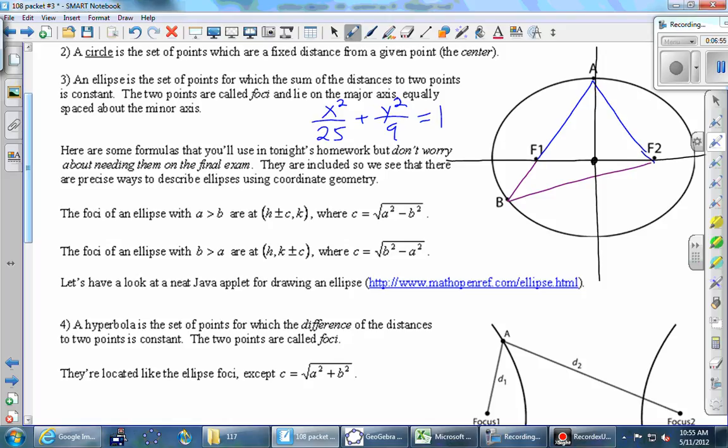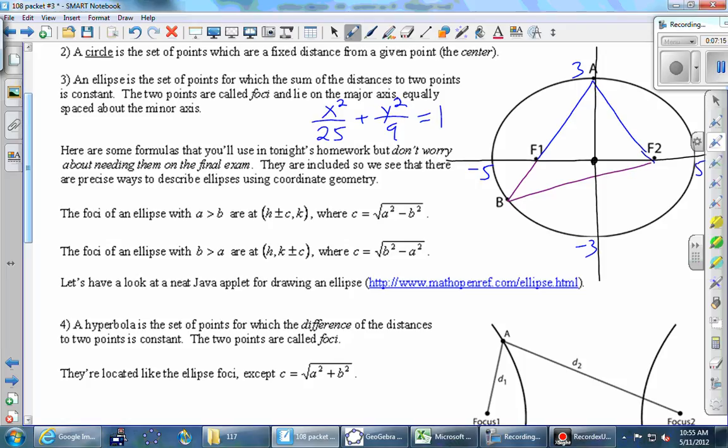So what is the left-right distance from the center to the ellipse? It's 5, right? That's the a squared is that number. So out here we got a -5. Over here it's a +5. How about the up-down distance? That's a 3. So 3 there, -3 there.